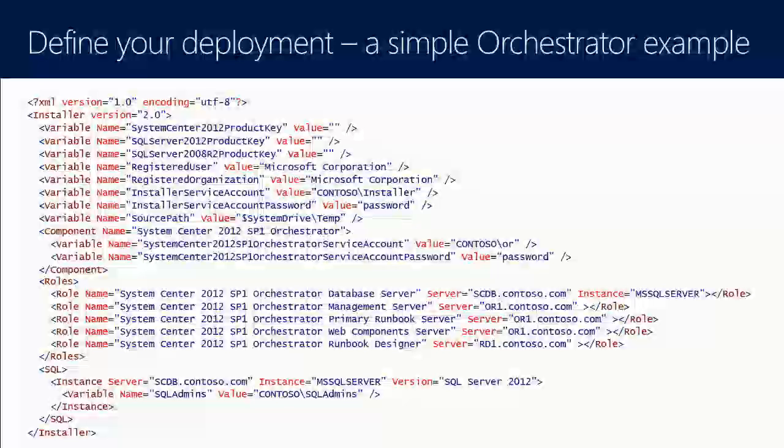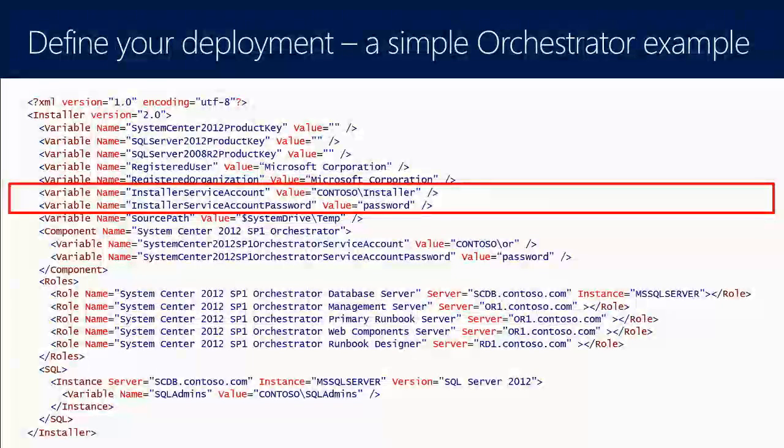So here is a simple sample XML file. This is a simple example that just deploys Orchestrator. We'll just use it to illustrate what you need to put in here. And all of this is in the sample. All you need to do is edit what's there. So I'm specifying the installer account and password that's going to be used to actually do the installation. This isn't used as a service account for any component. It's just used to actually do the installation.